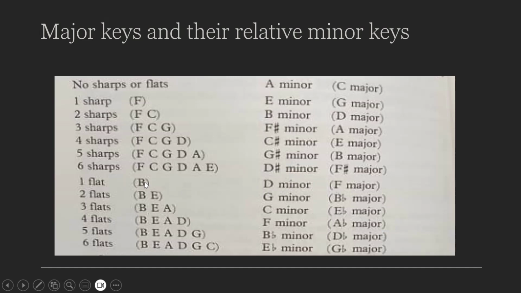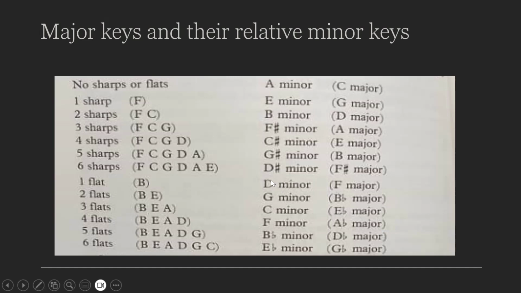For example, D minor is a relative of F major, right? In F major, we have 1 flat, which is B. When you're writing your D minor, you must still flatten what? B. Is that okay? Do we understand the statement? Can you say it again, please?